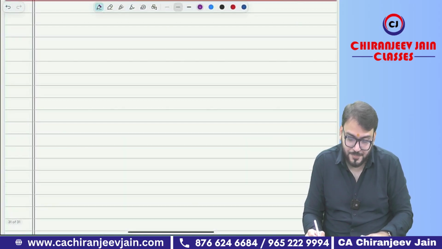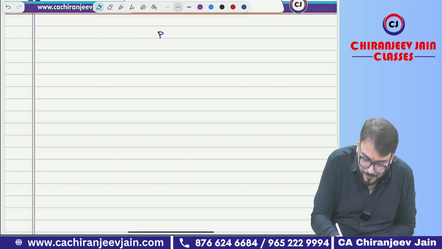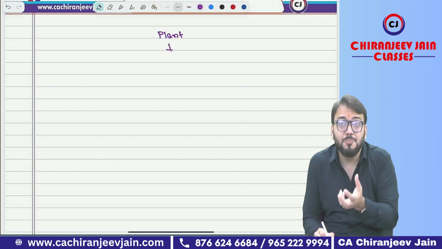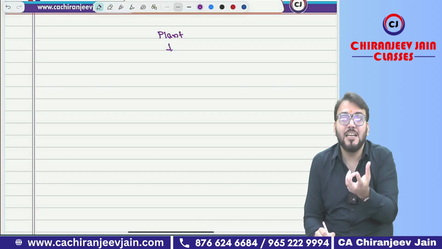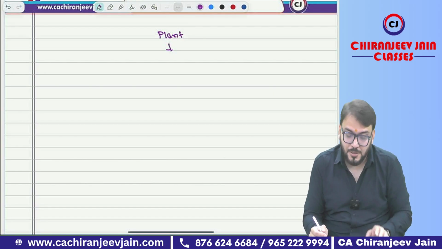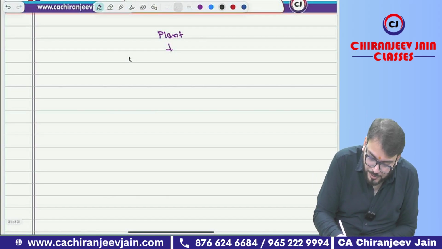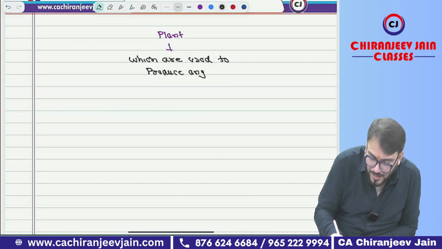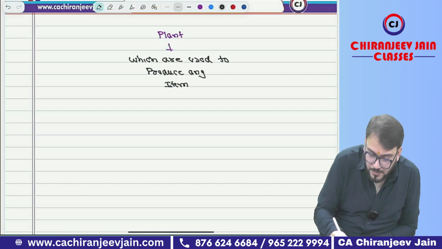Now what do we mean by plant? Plant means any tangible asset which is used for production purposes, which bears any produce. That is, it is used to generate products. It means assets which are used to produce any item; that is known as plant.